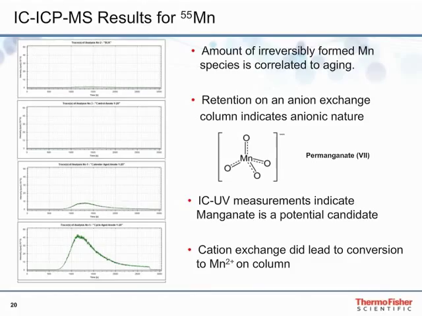Anion exchange results indicate that chromatographic separation for individual manganese-containing species was not achieved. However, the fact that the species was retained on an anion exchange column indicates an anionic species. That observation, coupled with results from ion chromatographic UV measurements and cation exchange experiments, support the theory that the eluted species was the permanganate ion.